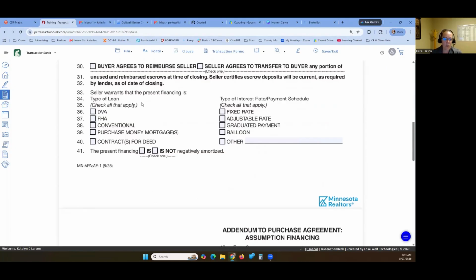Then lines 33 through 41 are some more assumptions that we need to handle, right? Seller warrants that the present financing is, what is it? Okay. Then seller warrants that the present financing is what type of interest rate and payment schedule? Is it a fixed rate? Is it adjustable? Is it a graduated balloon payment? Is it something different? Okay.